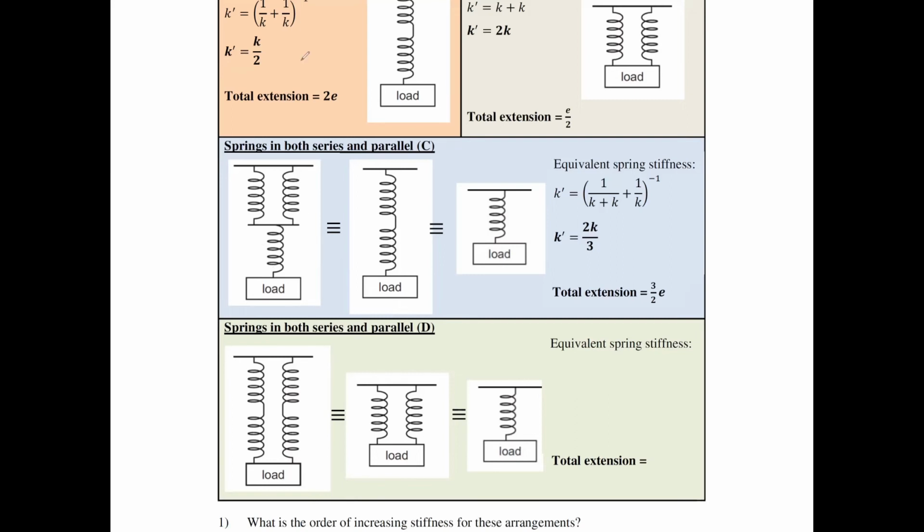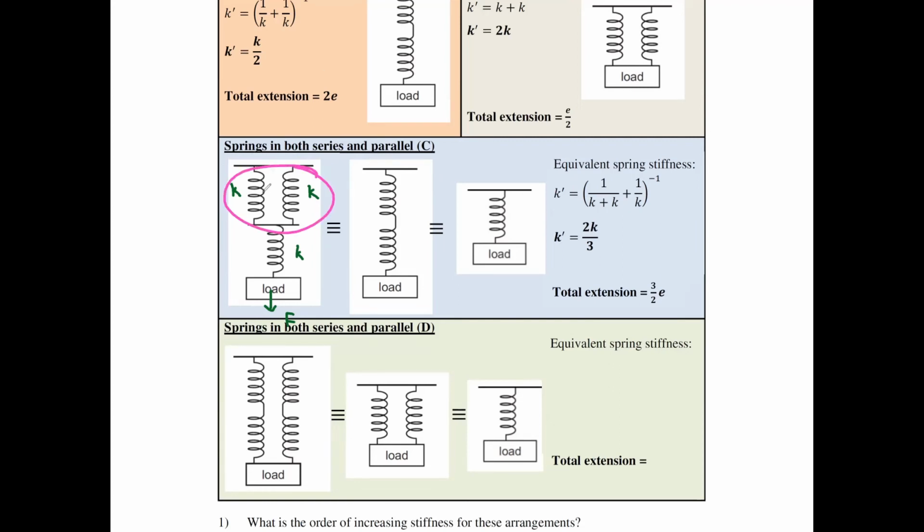So what I have here is this. I have 3 springs. This one has spring stiffness K, spring stiffness K, spring stiffness K. And then I have load F. What I want to do is simplify the system. See, this one can be simplified, right?